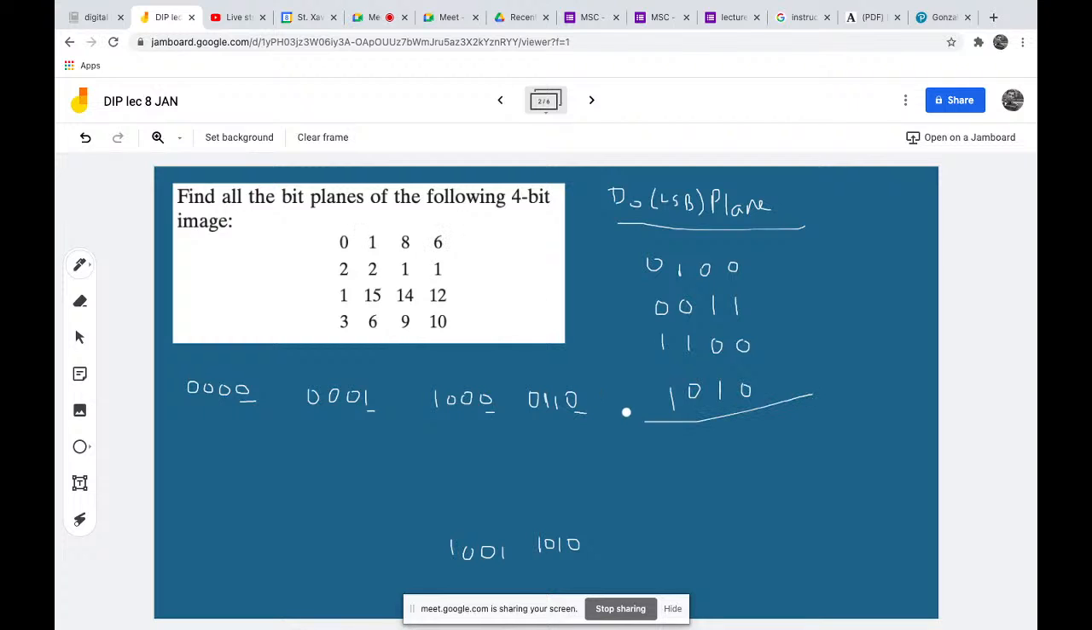Tell me about the D8 plane, or D7 plane. What is the D7 plane? MSB. Yeah, the most significant plane. Not D7, I'm so sorry. This is 4 bit only. So D3 plane. Counting will be from 0 to 3.